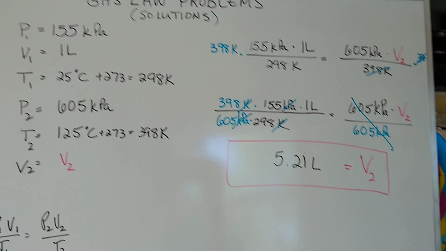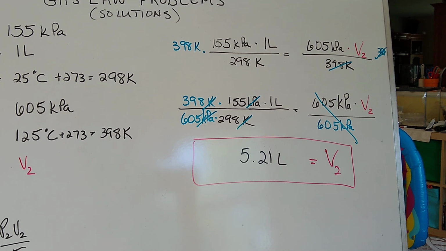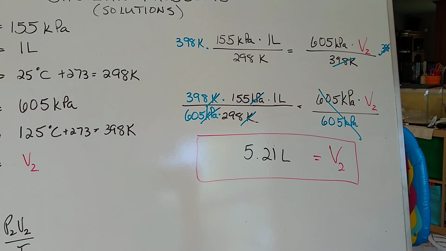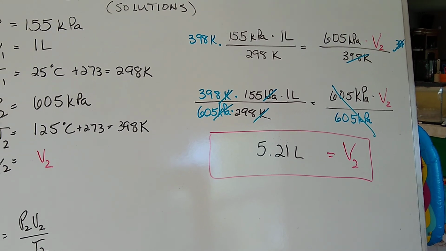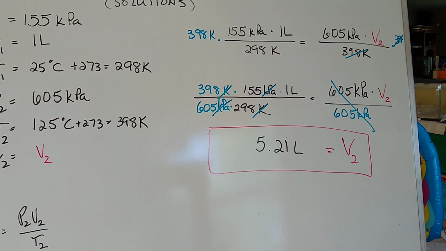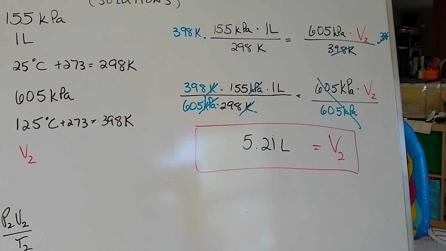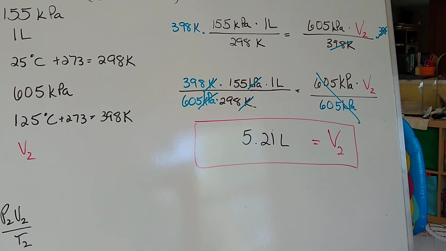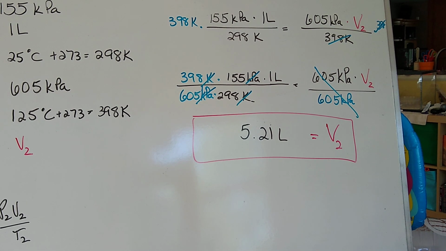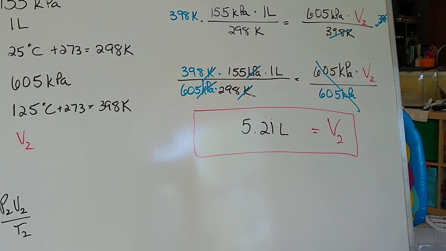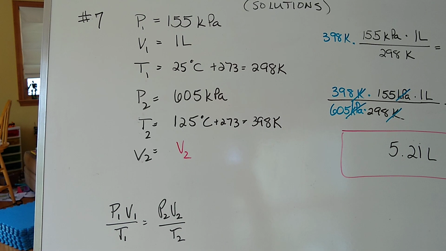Plug in the variables. We get 155 kilopascals times 1 liter divided by 298 Kelvin is equal to 605 kilopascals times our unknown volume divided by 398 Kelvin. Rearrange to isolate your variable of volume 2. Solve the math. You would end up with 398 times 155 times 1, divided by 605 times 298. And you get an answer of 5.21 liters. Does the answer make sense? It went from 1 liter to 5.2 liters.